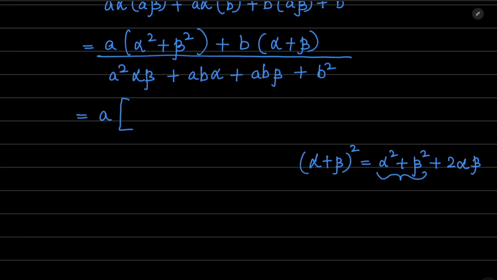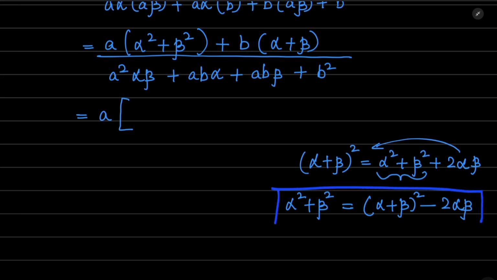Now, what will be alpha square plus beta square? Just rearrange it. So, if you have alpha square plus beta square on one side, you have to take this 2 alpha beta to the other side. So, what will be the expression or the identity? Alpha square plus beta square is equal to (alpha plus beta) the whole square minus 2 alpha beta. So this is a very important identity which is derived from (a plus b) the whole square, and this particular identity is called a derived identity.